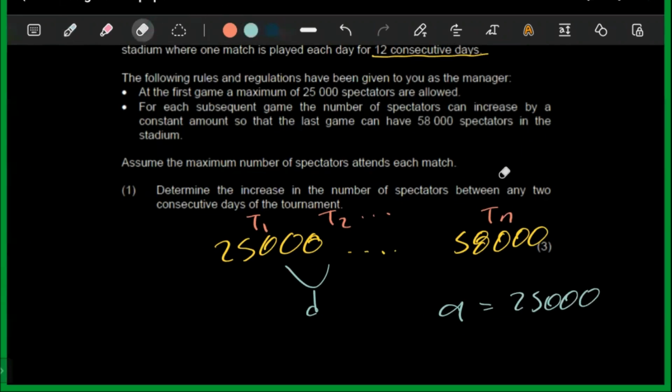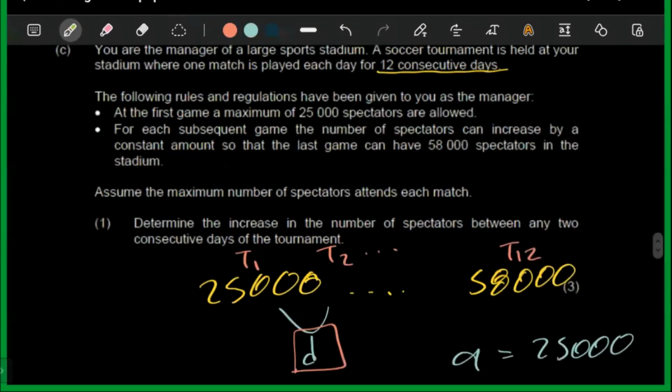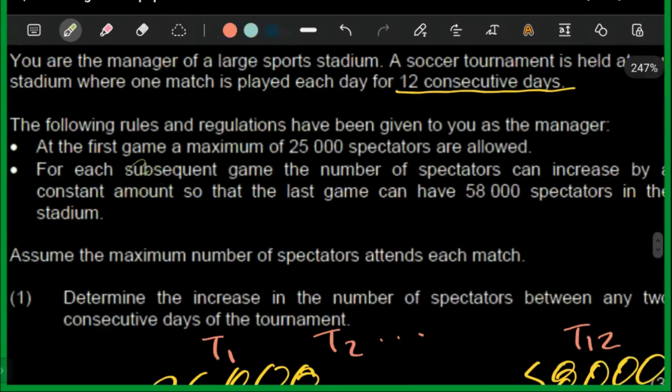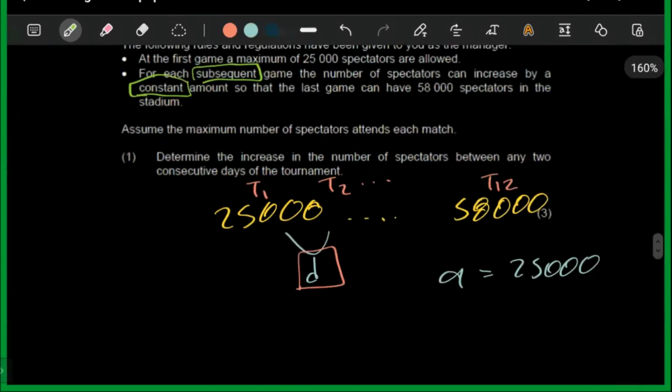No. They say this has to be the 12th day. So you do know what this is. This is position number 12. You're only missing the common difference. They say to determine the increase, so the increase is going to be the common difference. That's why this is just a 3-mark question, because it's an arithmetic sequence since your increase is subsequent. Subsequent just means that for every game, the increase has to be constant. So we have a constant difference.